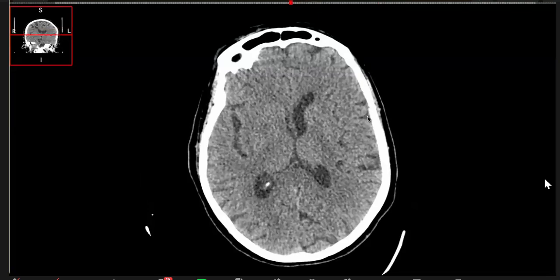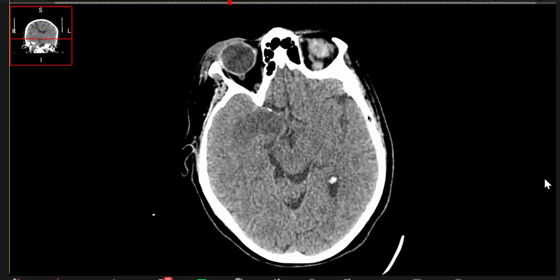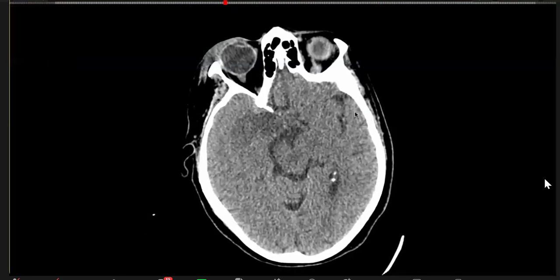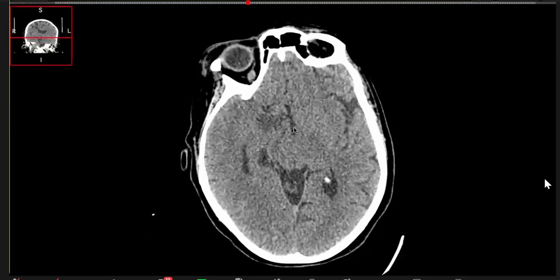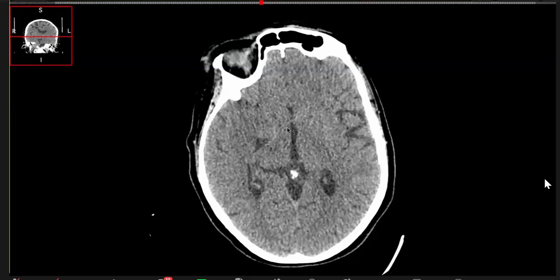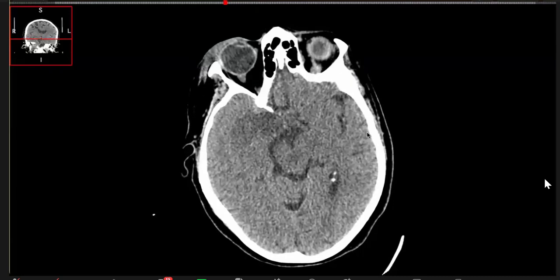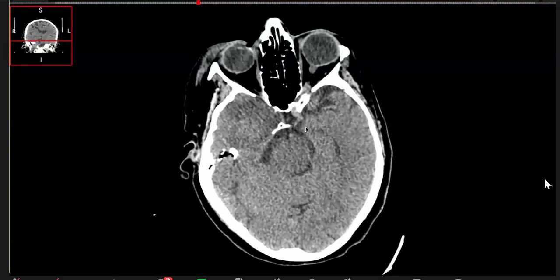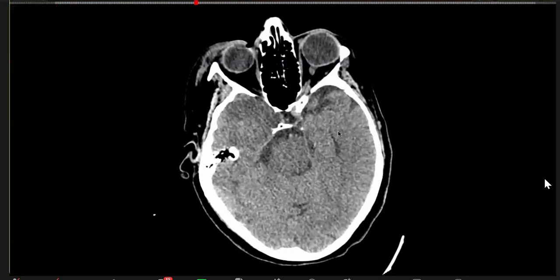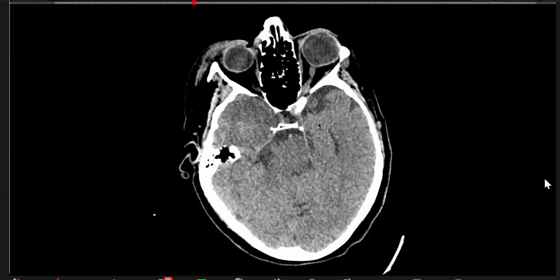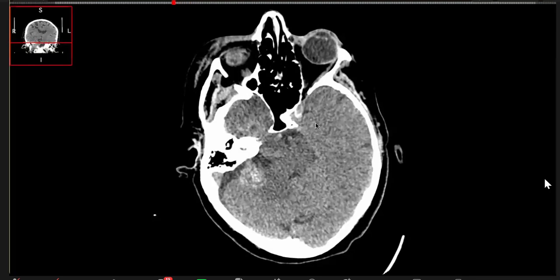We can see that there is a large mass. This mass involves the middle cranial fossa, and the temporal lobe extends here. Actually, you can see how it extends superiorly. Now, as we trace it inferiorly, the whole of this is the mass. What is the anatomy here? This is the cavernous sinus, and you can see that it is invading the cavernous sinus.